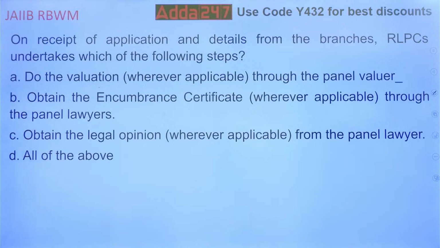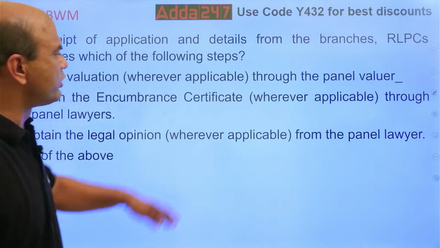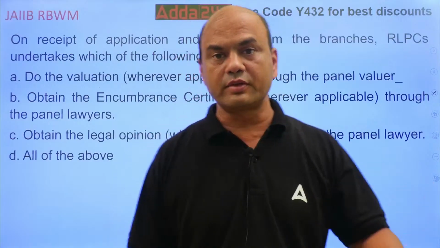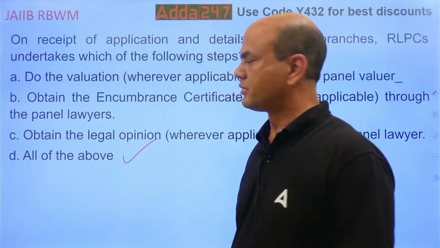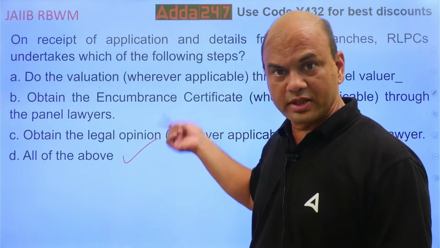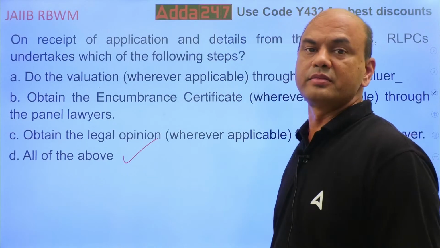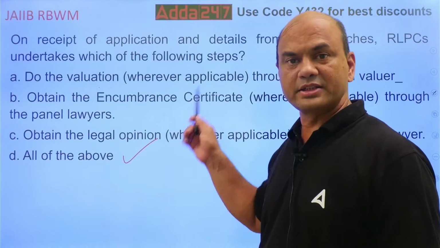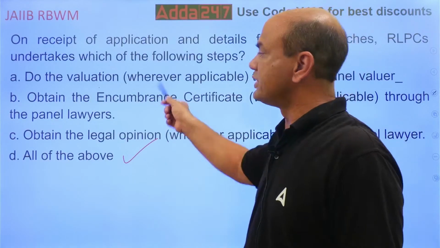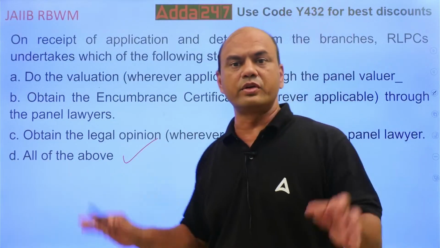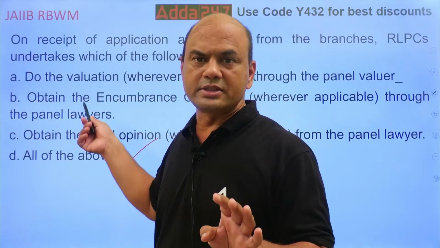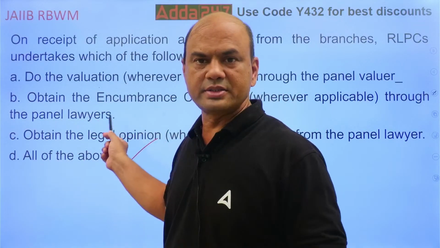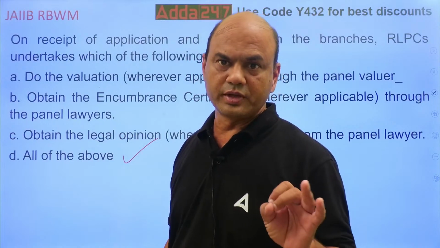So what will CPU do? This processing center will do only one of these three, or all of them? All of the above. Not only these three, there are many things which are to be done. These three are just a part of this. See, valuation report is important. Whenever you want to give a loan, very simple logic: valuation report, search and title report, encumbrance, legal opinion.